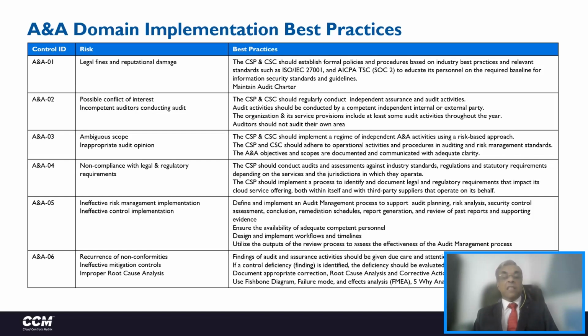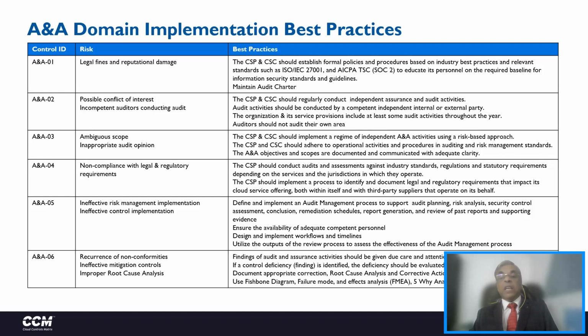Now, coming to the third control, if you don't implement control 3 of the audit and assurance domain, then you are going to have an ambiguous scope risk and also an inappropriate audit opinion. Basically, if your audit scope is not finalized and you conduct an audit, then the opinion given by the auditors for your audit will not be correct.